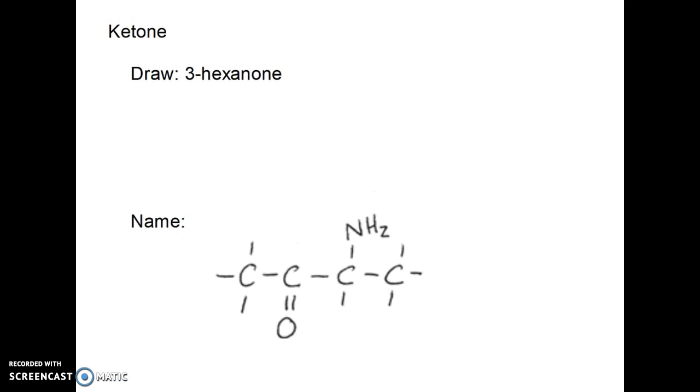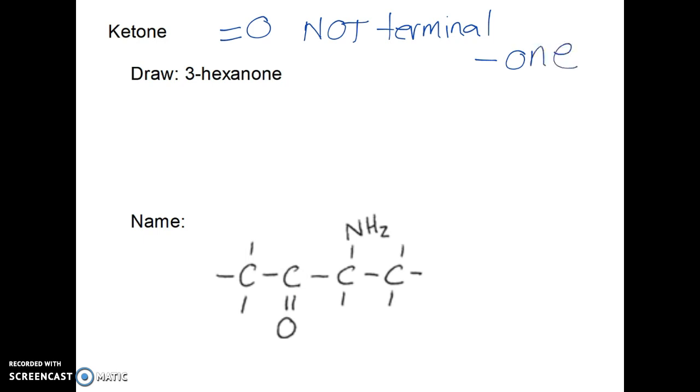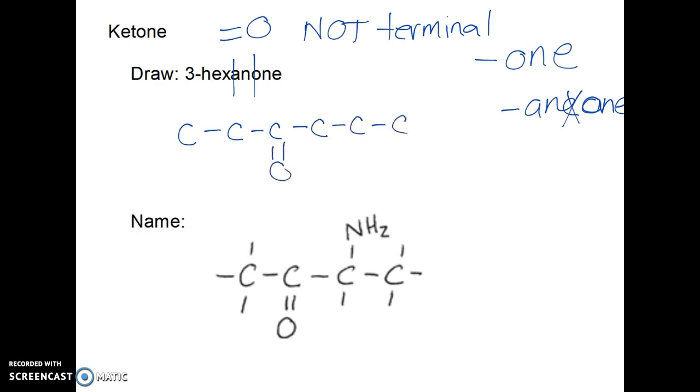A ketone is just a double bonded oxygen, but it is not terminal. So it's a double bonded oxygen that we see somewhere in the middle, and we end it in -one. So instead of saying ane, we'd get rid of the E: pentanone, hexanone, propanone, something like that. So if you were going to draw 3-hexanone, well, it's a hexane with a ketone on carbon number 3. Hexane is going to be 1, 2, 3, 4, 5, 6. There's my ketone on carbon number 3. And go ahead and pause it and see if you can fill in the hydrogens correctly. Oops, I forgot one.